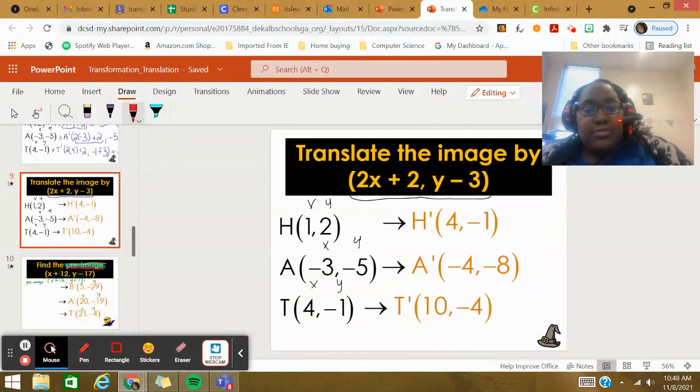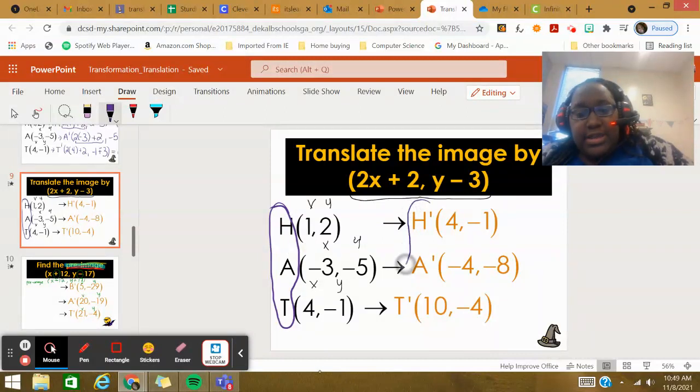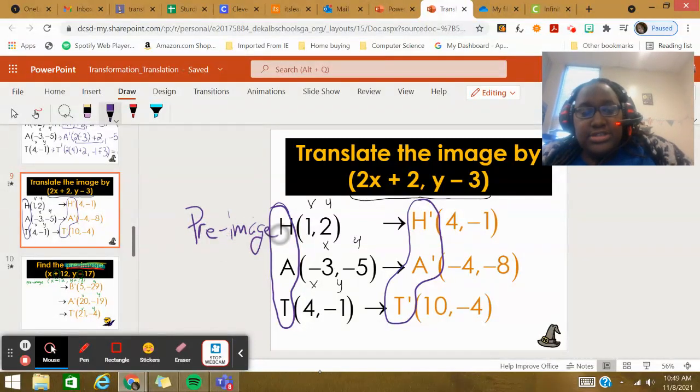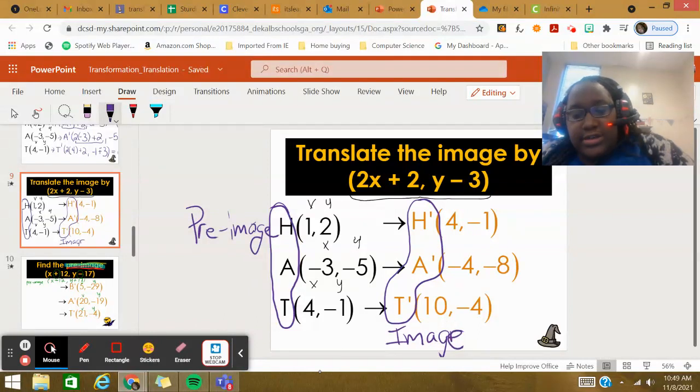Before, guys, we started with our pre-image. And the reason we know is because it literally just says the letters without a tick mark. So H, A, and T is a pre-image. And then H prime, A prime, and T prime, those are considered our image. So initially, we always started with our pre-image, and then we transformed our pre-image to get our image. Which is why it always made sense to have these arrows. So we start with our pre-image, and then we translated our figures, our points, and we got our image.